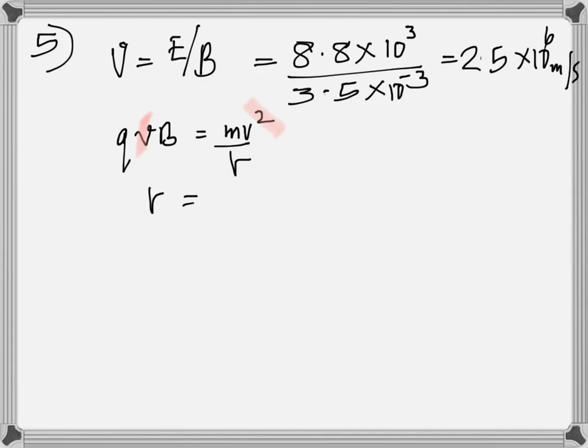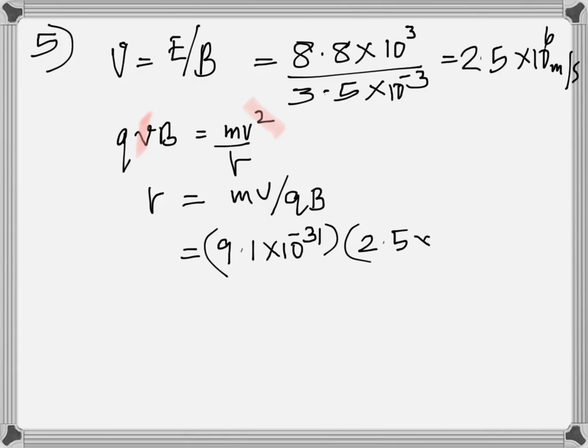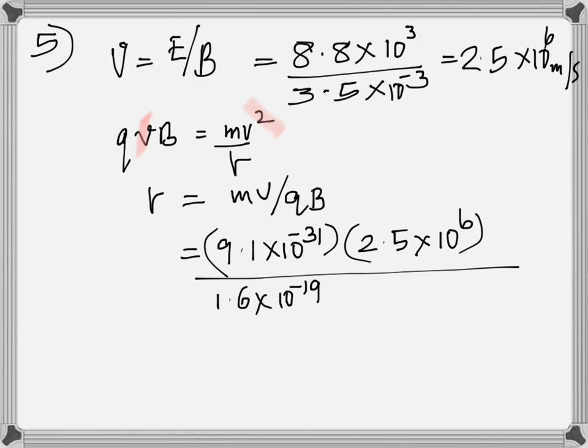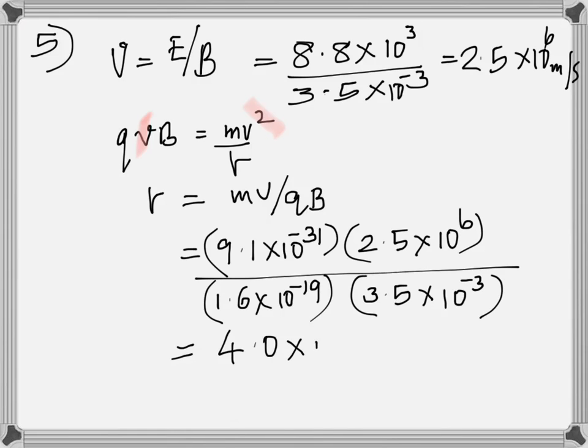And in the second case, it says the electric field is turned off, in which case there is only the magnetic field, and as before, qvB is mv squared by r, and now we know that the velocity is 2.5 times 10 to the 6. We can find the radius by plugging in the numbers. So it's 4 times 10 to the negative 3.